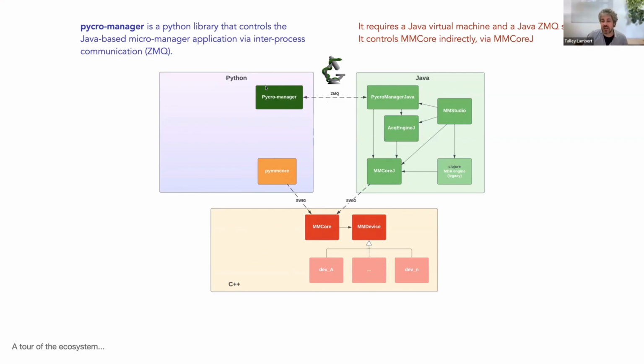So it does require a Java virtual machine and a ZMQ server, but the real nice thing here is that it allows you to use all existing Micromanager plugins. For instance, we have a DiSPIM, and the DiSPIM uses a Micromanager plugin to control it. If you wanted to control that via Python, this would be a great way to do it. But like I said, it is essentially a Python API to control the Java application.